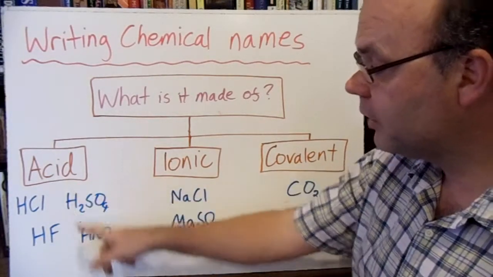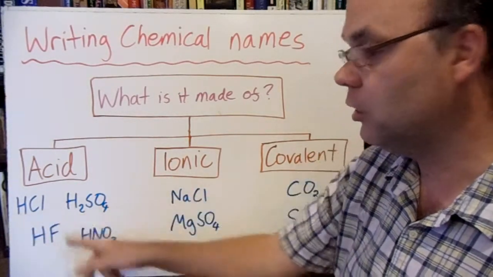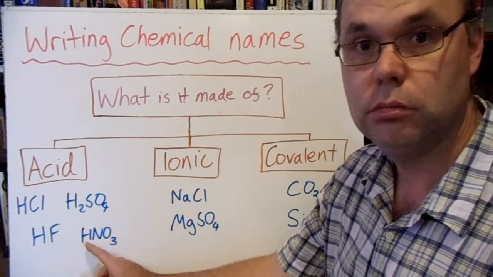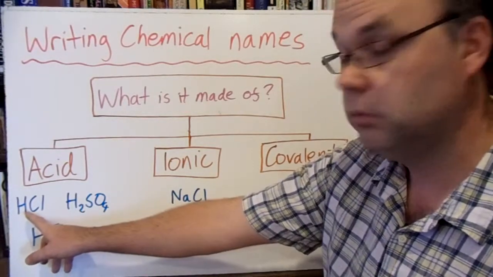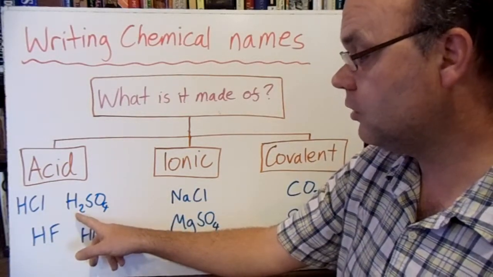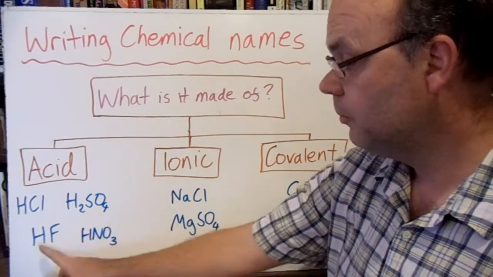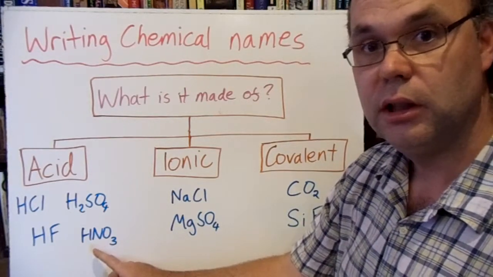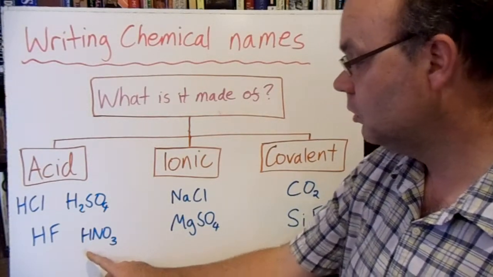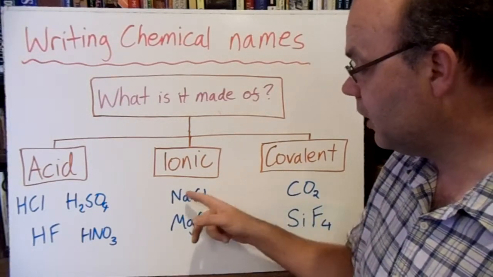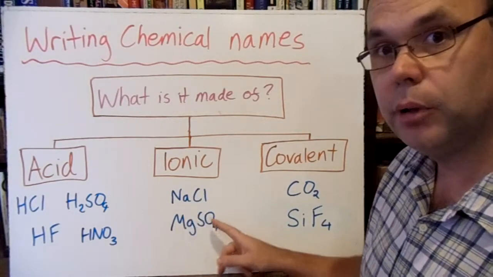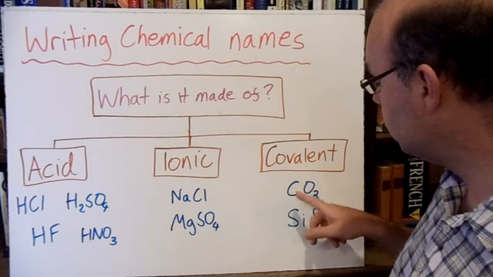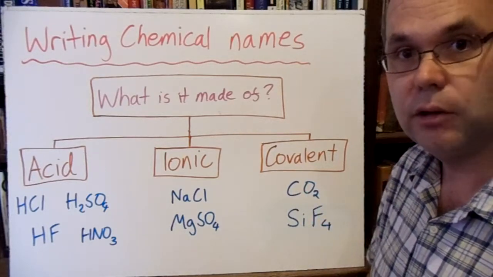So acids, they're pretty much anything with a hydrogen ion on them. You'll recognize them because they've got an H at the front. HCl, hydrochloric acid. H2SO4, sulfuric acid. HF, hydrofluoric acid. HNO3, nitric acid. Ionic compounds, a metal and a non-metal, or a metal and a polyatomic ion. A covalent compound where you've got 2 or more non-metals.